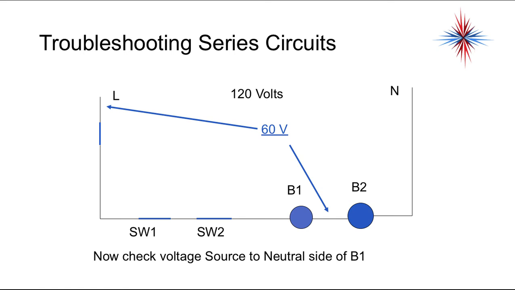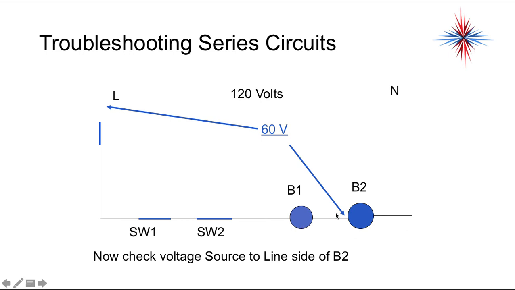You're going to get some voltage. We haven't calculated how much voltage you're going to get. I'm using 60 volts in this case because I'm going to split it equally between the two loads. But this might not be 60 volts. If the load is working, we're fine. Now, if I get the full 120 volts, it means that load 1 has an open in it, or it's a bad load. Go between source to line side of B2.